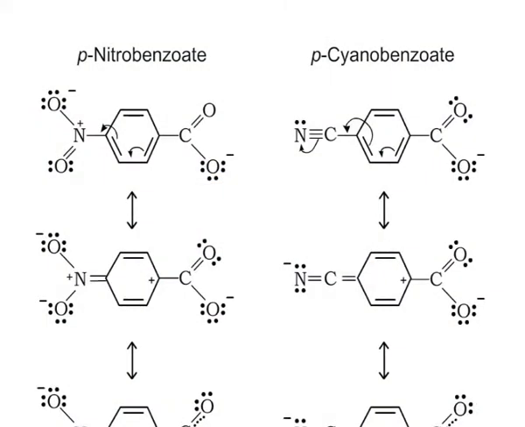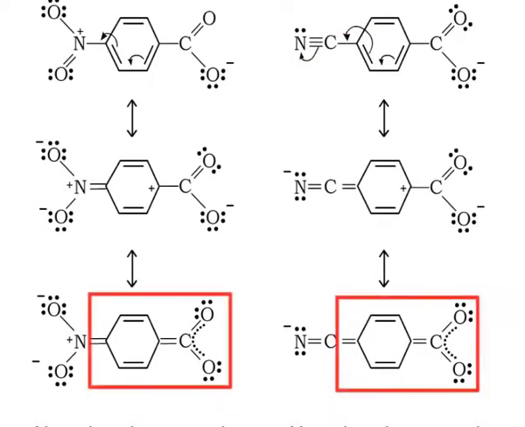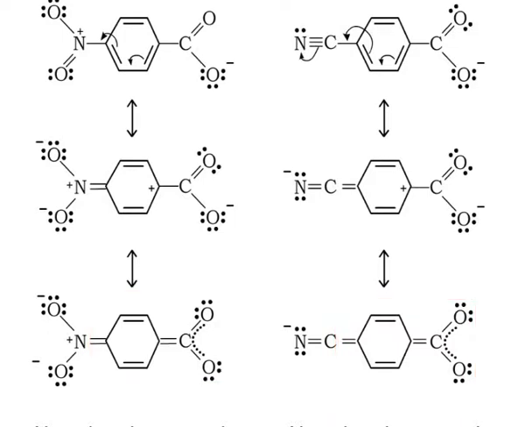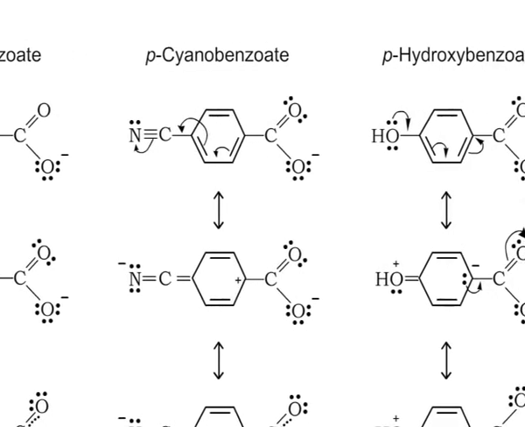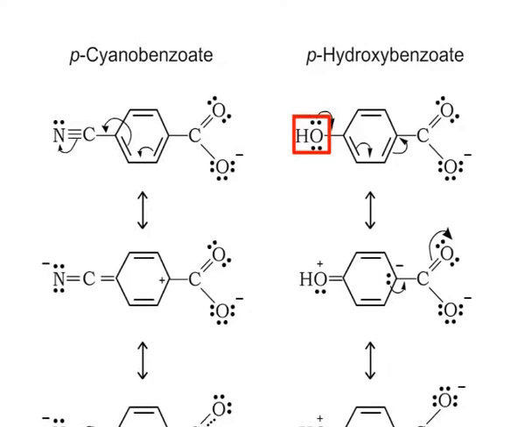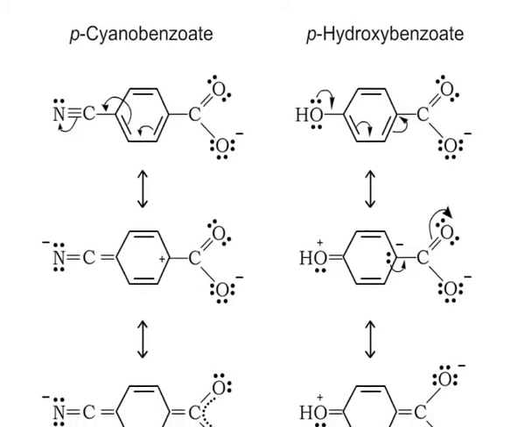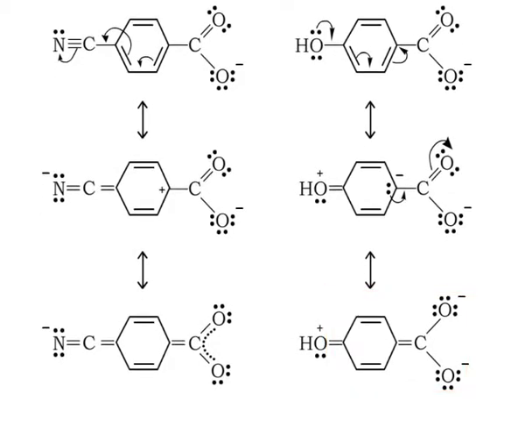Do you know why this is so? This is so because the nitro group in para-nitrobenzoate and the cyano group in para-cyanobenzoate decrease the electron density on the oxygen atom of the benzoate ion. This increases its stability and favors its formation. Substituted benzoic acids containing a hydroxyl group, for example, para-hydroxybenzoate, are less acidic than benzoic acid because the plus M mesomeric effect of the hydroxyl group tends to increase the electron density on the oxygen atom in the benzoate ion. This decreases its stability and its tendency to form. As a result, acidic strength decreases.